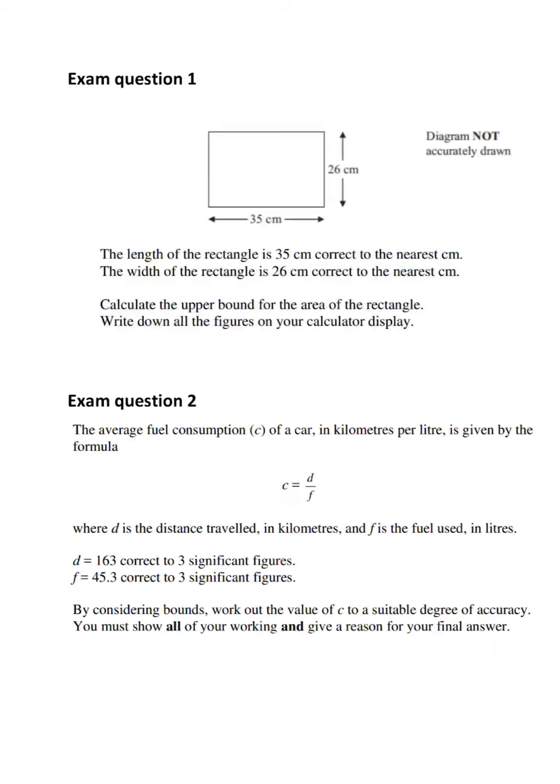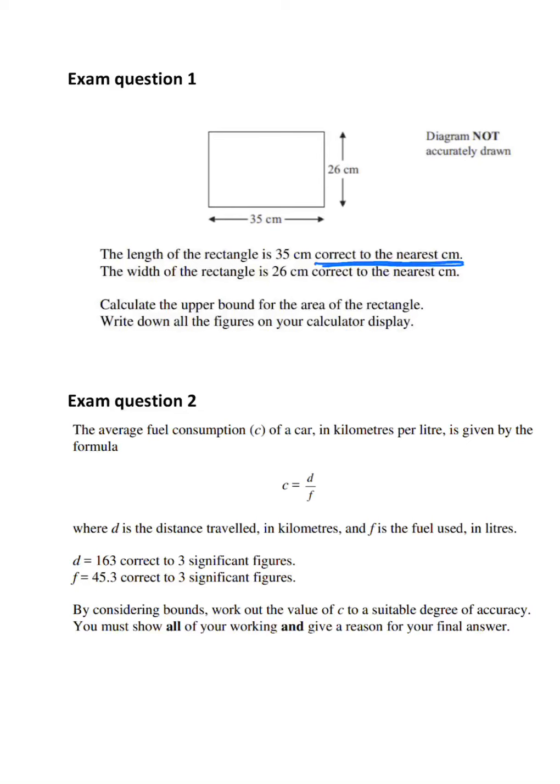Okay, so the next 2 questions are exam questions. I'll go through the first one and then pause and have a go at the second one yourself. So this one, the length of a rectangle is 35 centimetres, correct to the nearest centimetre. Now if you do an exam paper and you see the words correct to the nearest, then you know it's an upper and lower bound question.